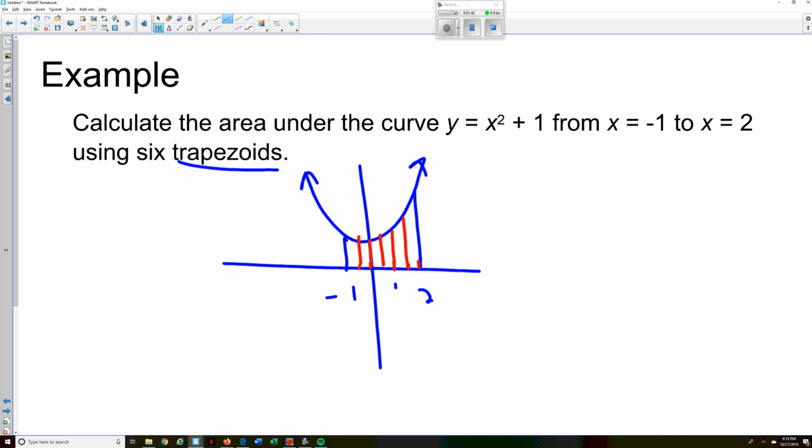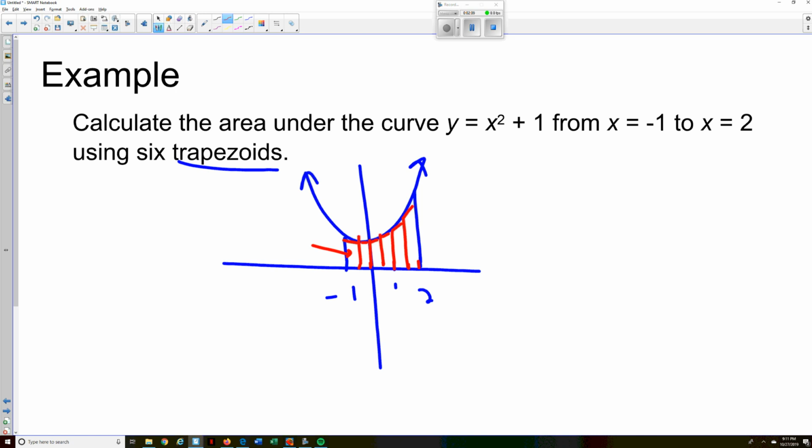Remember, we're just going to make trapezoids. So it's going to look like this: 1, 2, 3, 4, 5. Yes, there are 6 trapezoids there. You should know how to calculate the area of a trapezoid, and we're going to do this by hand. Let's just do the area of this first trapezoid right there.